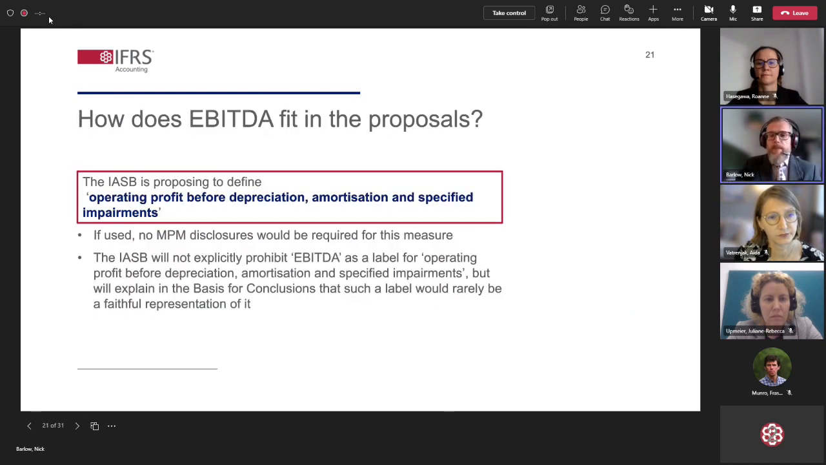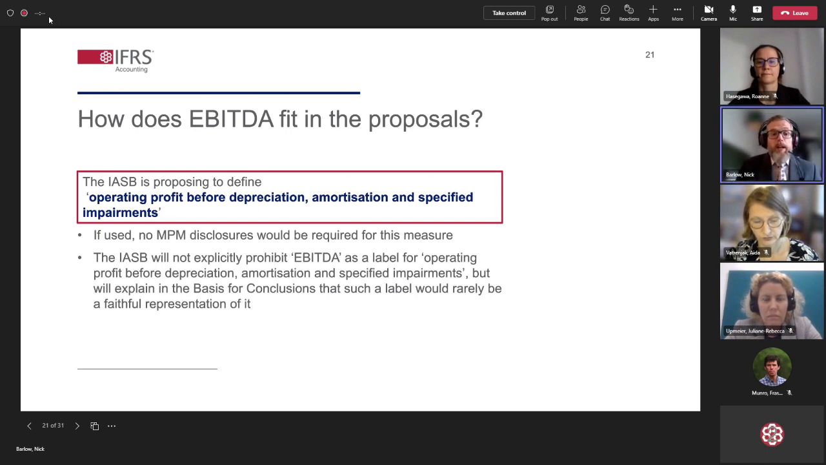Now, a brief word on EBITDA as that relates to this final subtotal that I mentioned. As the board discussed EBITDA throughout the project, it noted that some see EBITDA as nothing more than operating profit as defined in the project, but before the deduction of depreciation, amortization, and impairment. Now, the IASB thought that in such cases, all the disclosure requirements for a management performance measure would not be useful, and so this has been a specified subtotal, meaning it would not be a management performance measure, the disclosures would not be required, but it would also be a measure that could be reconciled to.